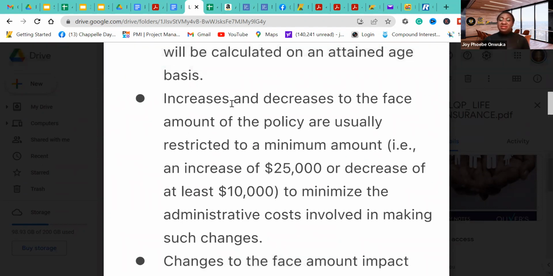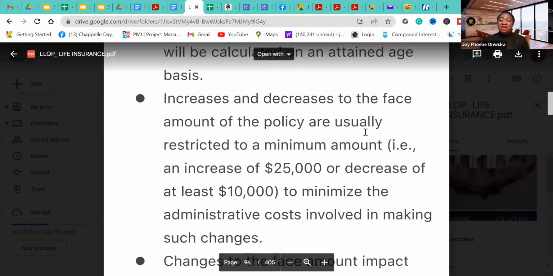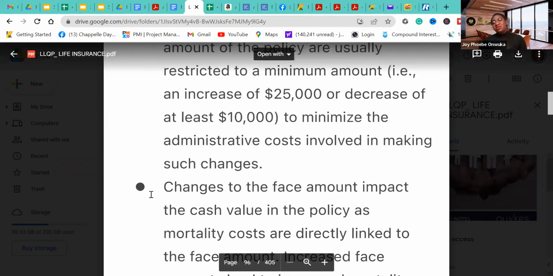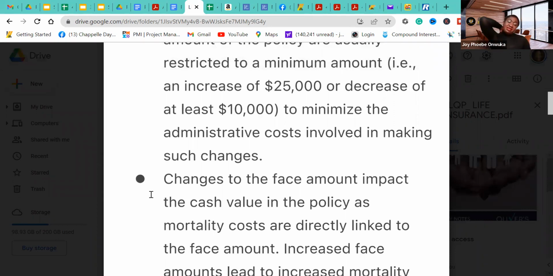Now, increases and decreases to the face amount of the policy are usually restricted to a minimum amount, that is, an increase of 25,000 or a decrease of at least 10,000, to minimize the administrative cost involved in making such changes. You know, sometimes people may want to increase by a little amount. So it depends. There could be a minimum amount to increase and a minimum amount to decrease. And this is for insurance companies, the expenses associated with making all these changes, all right?